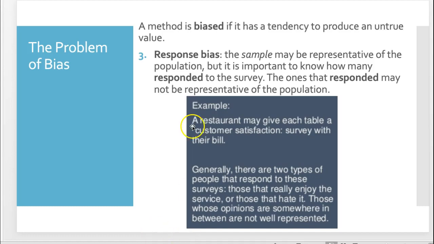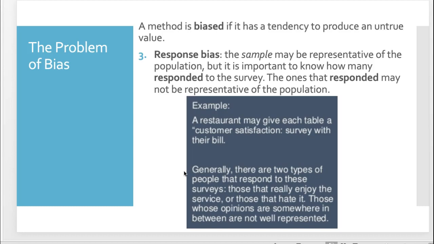In this example, a restaurant may give each table a customer satisfaction survey with their bill. At Red Robin, they're really good at this because they have those little tablets on their tables, and after you pay through them, you can also fill out a survey right through that tablet. But do you always fill out those surveys? Generally there are two types of people that respond to these surveys: those that really enjoy the service, or those that hate it. Those whose opinions are somewhere in between are not well represented.